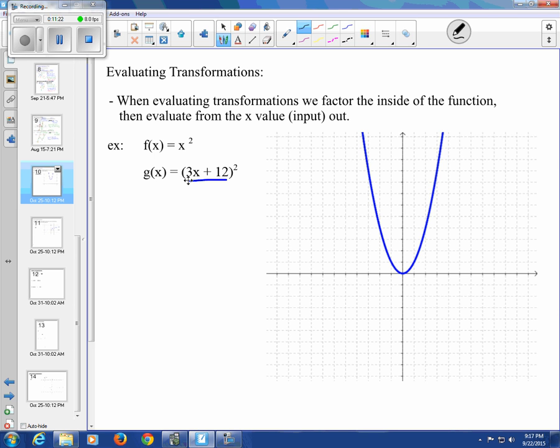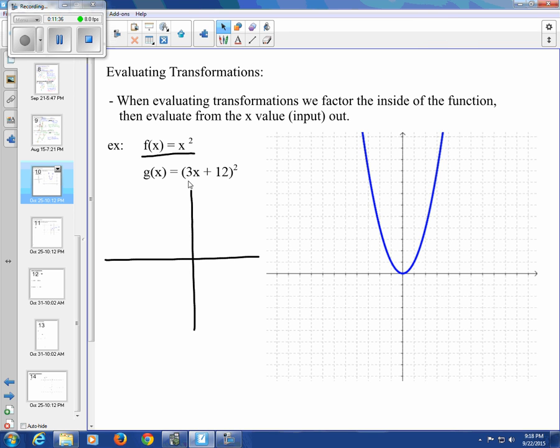So right here we've got a function f of x as the square function, right? And we're seeing a collection of transformations happen inside that square. So what we want to do is talk about what's going to happen to that graph of x squared, which we're seeing over here, with these transformations.